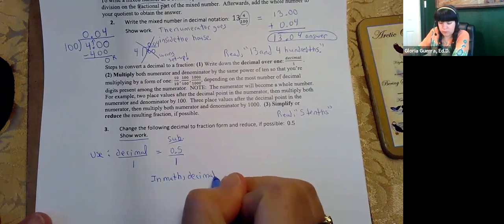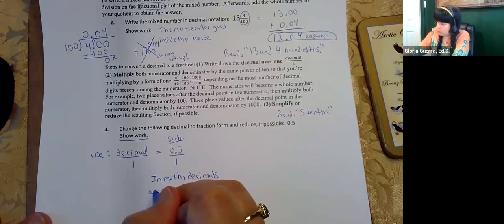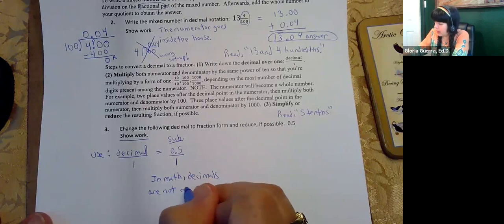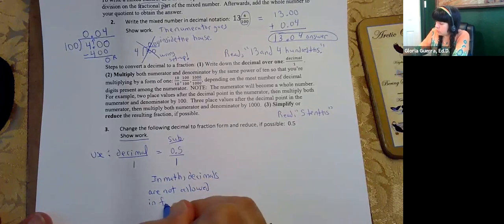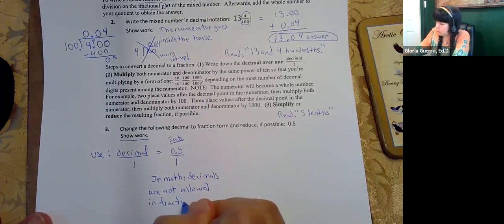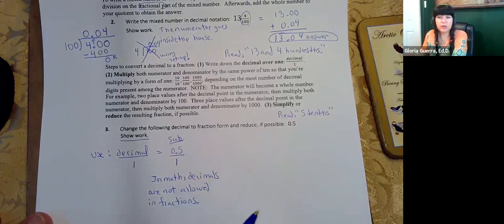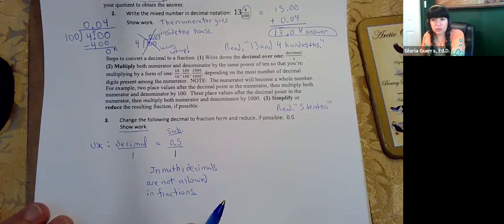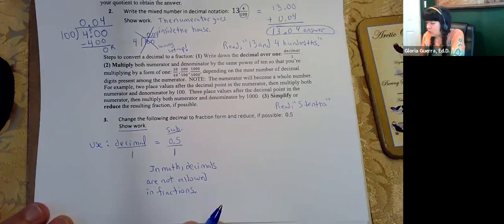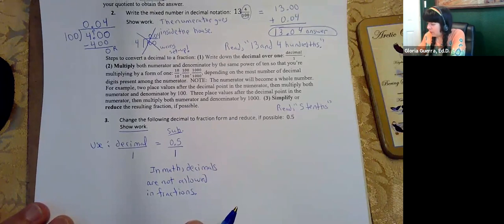And in mathematics, in math, okay, decimals are not allowed in fractions. Did you know that? You cannot submit an answer where you have a fraction that has a decimal either in the numerator or denominator. Did you know that? That's not allowed. Okay, it's not kosher. It's not allowed. Okay, it's not cool.